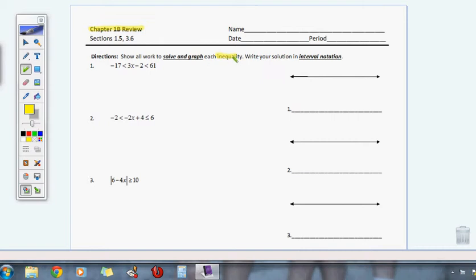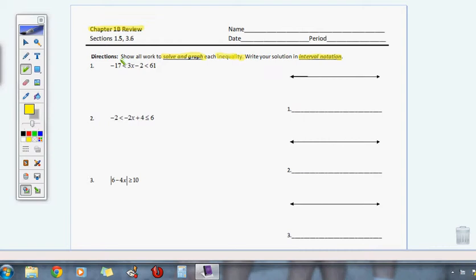But yeah, we are working with inequalities here. And the biggest thing I want you to know before we even start is that to finish a problem, we want you to solve and graph, and then we want to get it into interval notation. So the graph and the interval notation is really all part of the solution.